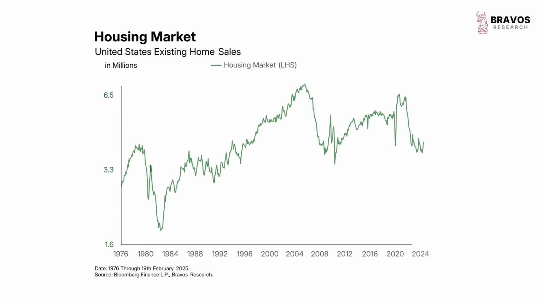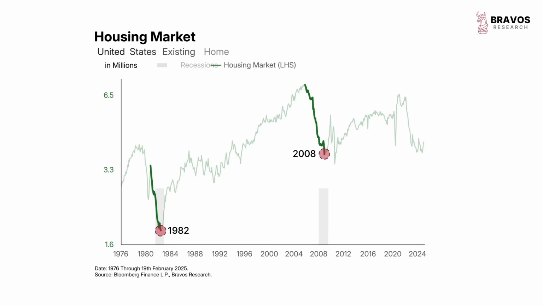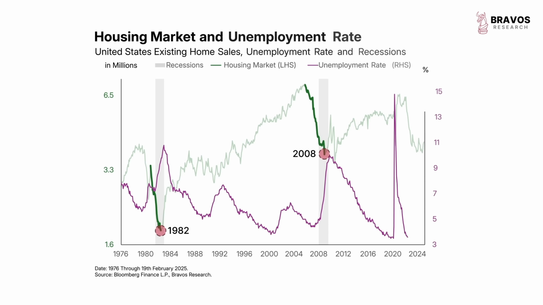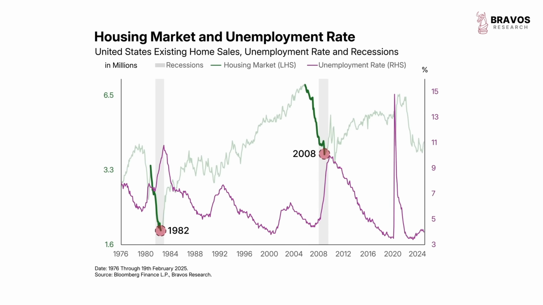This is why the larger drops in housing activity, like in 1982 and 2008, have preceded some of the most severe economic recessions in recent financial history. In fact, if we overlay the US unemployment rate on top, you see that 1982 saw some of the highest rates of unemployment in US history, and the same thing goes for the 2008 financial crisis.